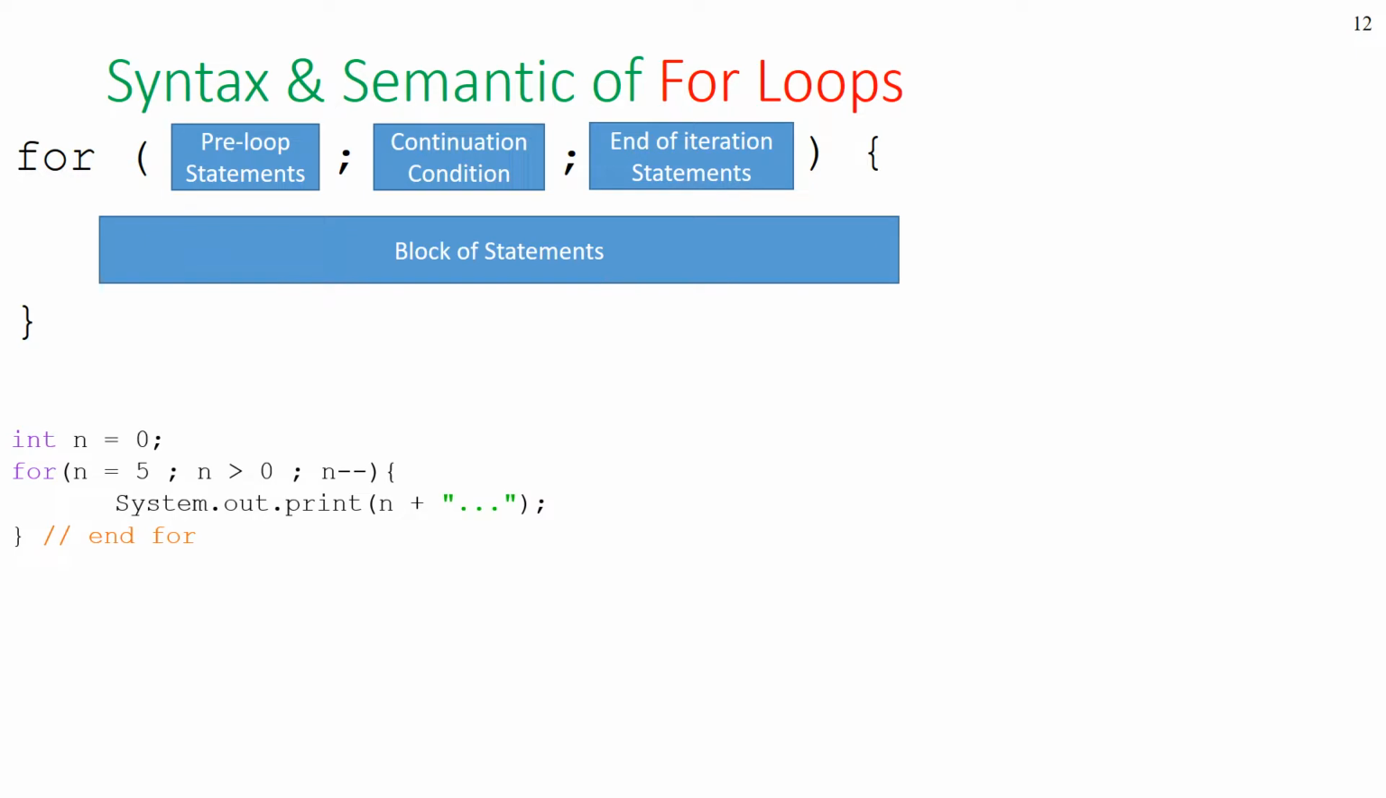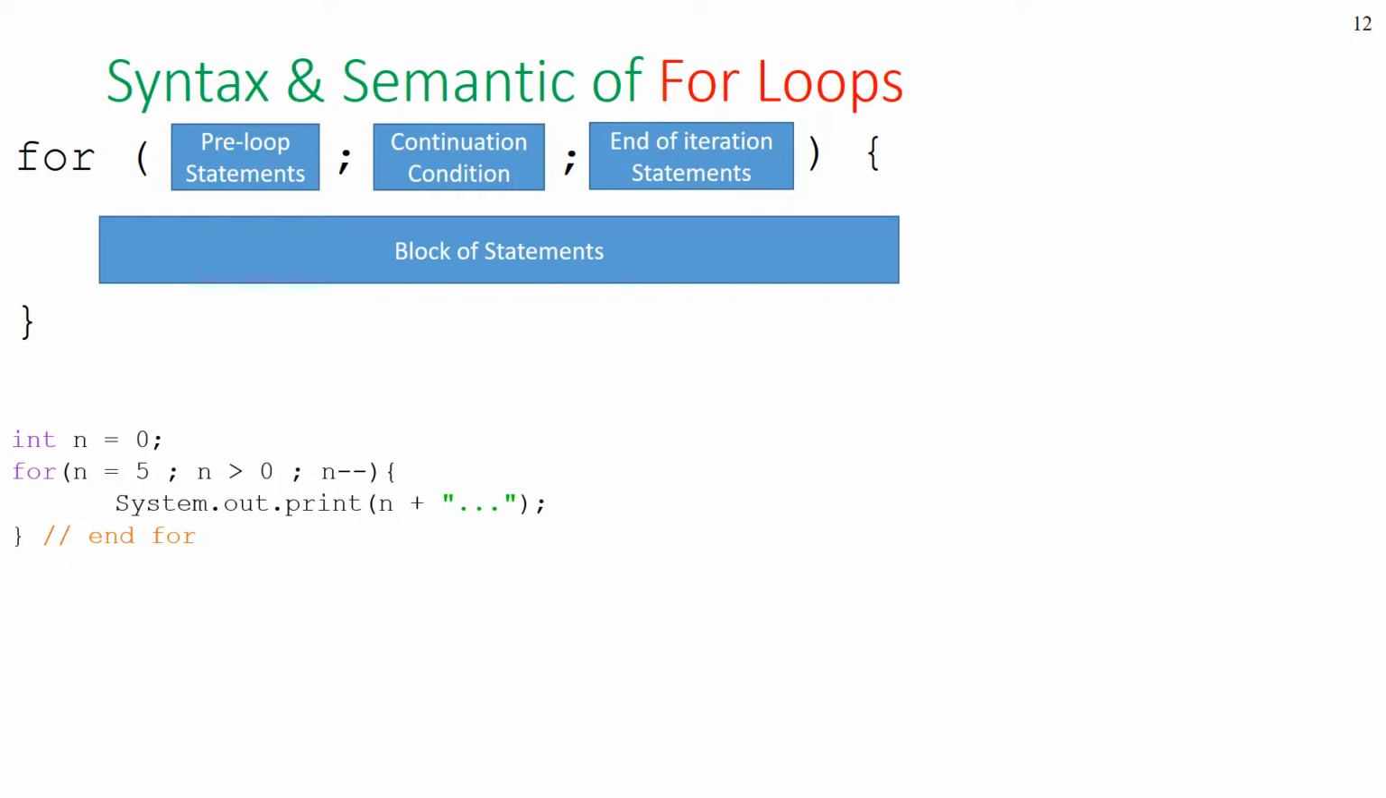So here's an example of code. I want to display a number n followed by dot, dot, dot. So I want to display a number, dot, dot, dot, a number, dot, dot, dot, okay? My int n equals 0 is here. So I still declare the variable that I'm going to use as a counter in my loop. For n equals 5, this is a pre-loop statement. So that's going to be executed exactly one time before I enter the loop. So at the beginning, n is set to 5.